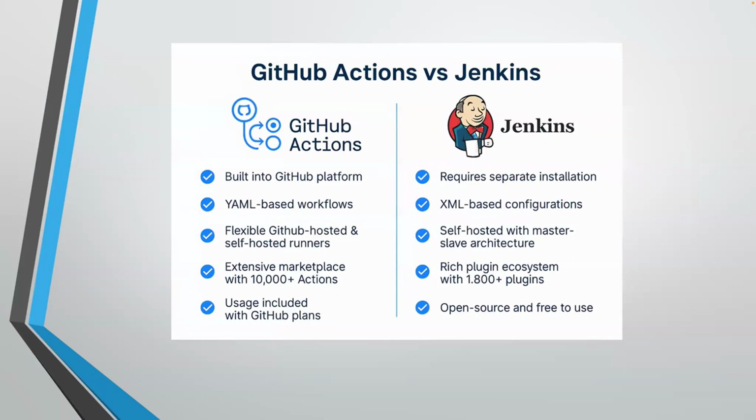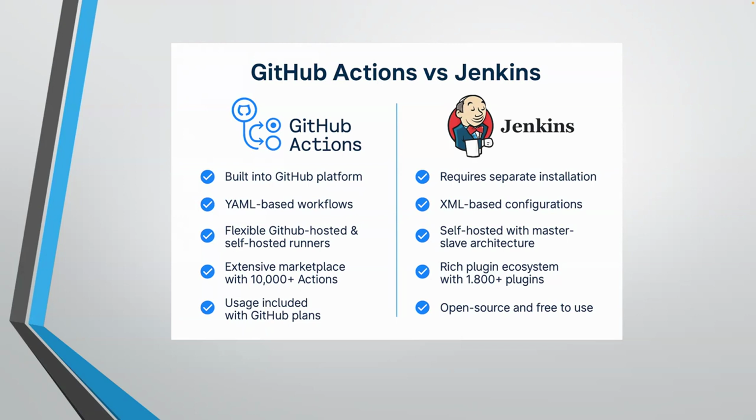And when it comes to usage, GitHub Actions is pretty much free for public repositories. But Jenkins is also open source and free to use. And if you wanted to use GitHub Actions with private repositories, there is a separate cost, right? Which you'll have to refer to the documentation for.